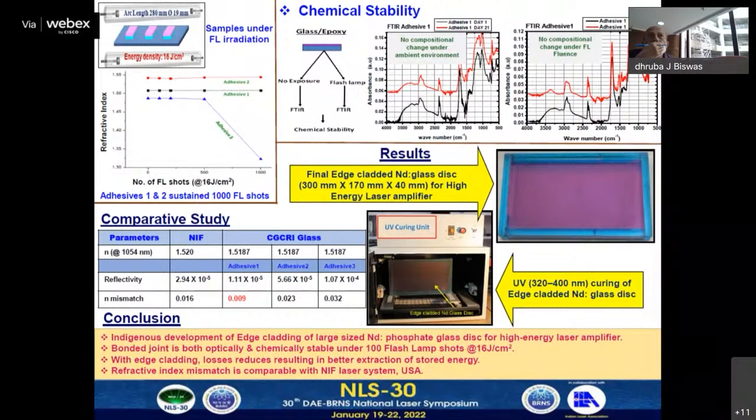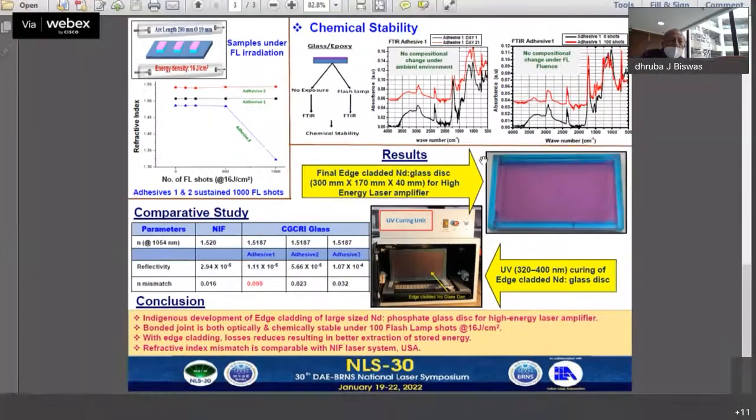Ms. Jyoti, please wind up fast. Yes, sir. We have just compared our results with the National Ignition Facility. So our adhesive 1 is almost comparable with that of the NIF. Thank you.